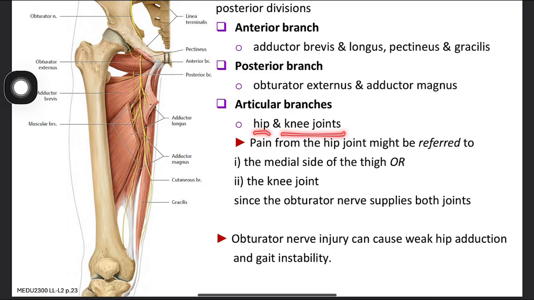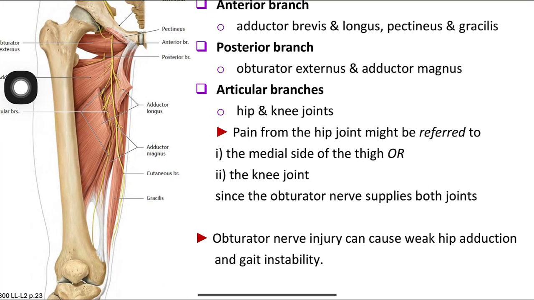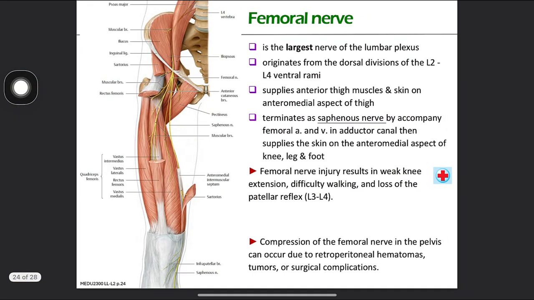So that's why sometimes pain from the hip joint may refer to the medial side of the thigh or even down to the knee joint, because the obturator nerve supplies both of these joints. Sometimes they can't tell the real origin of the pain. They mix up, okay? So obturator nerve injury can cause weak hip adduction. And then we go down to the femoral nerve.